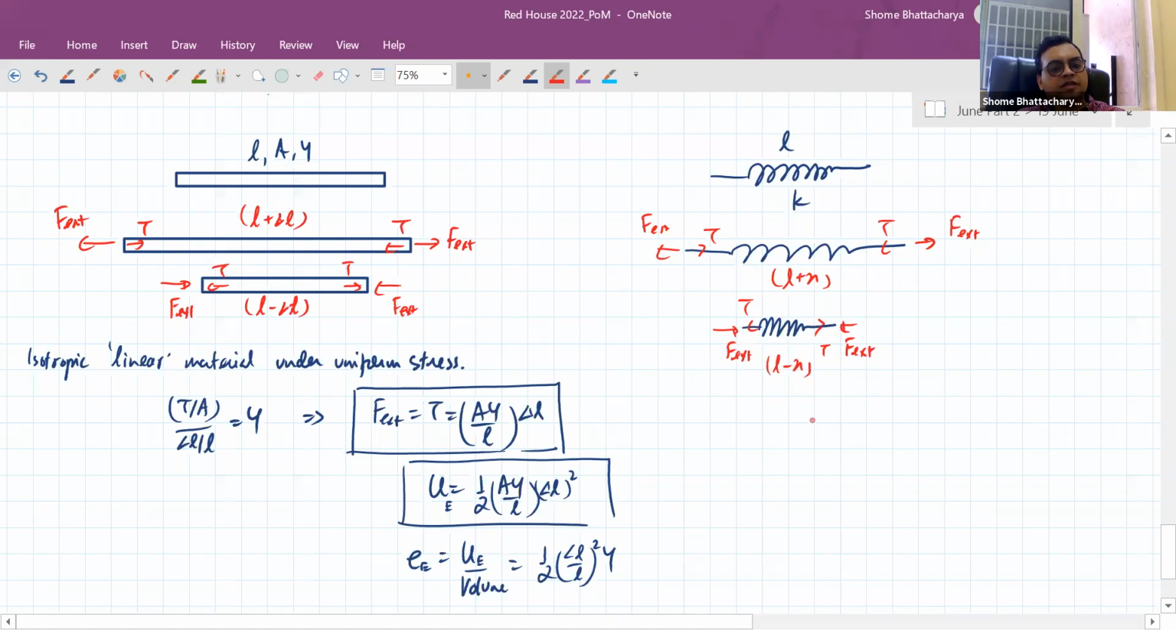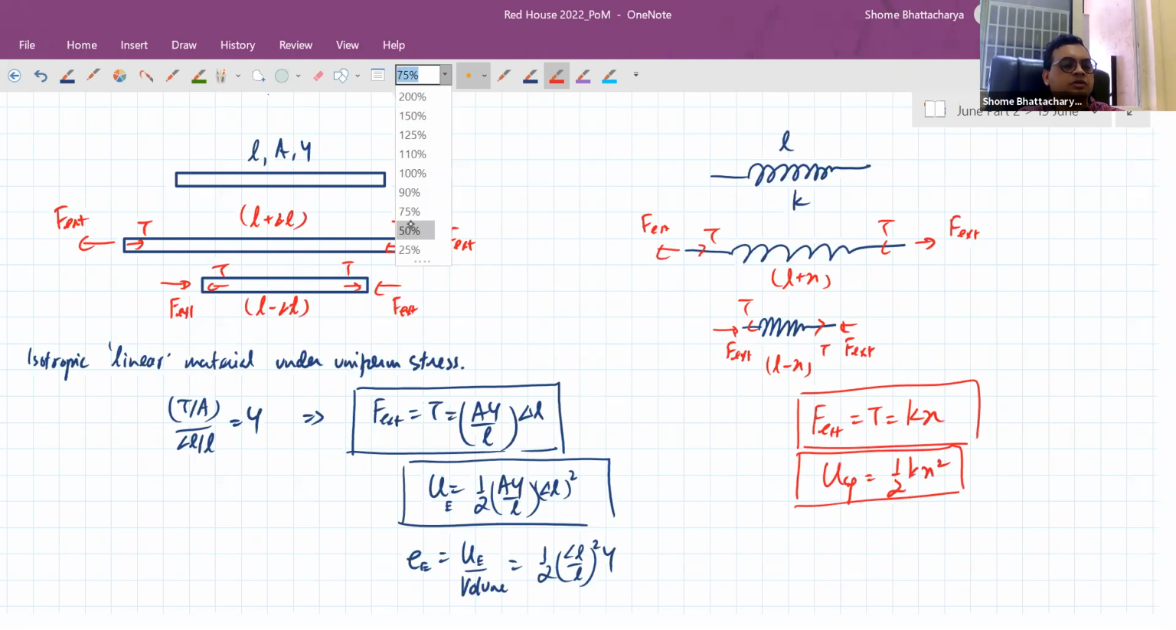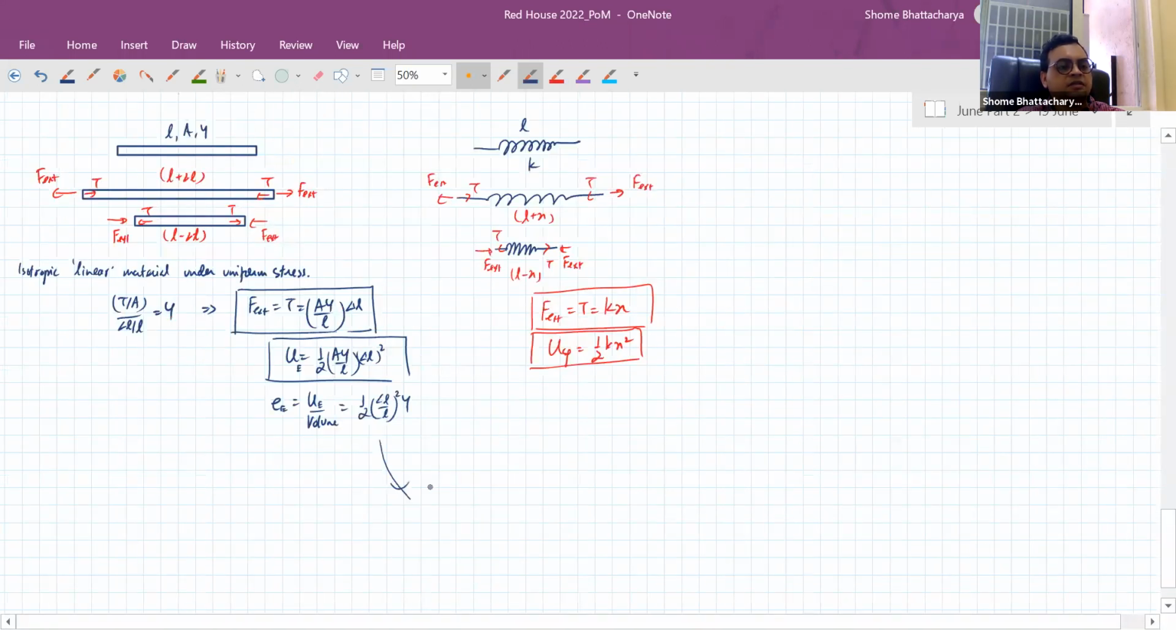So here again the formula is that the external force, which is equal to the internal conservative restorative force, is equal to Kx. And the spring's potential energy is equal to half Kx squared. So you can see that there is a direct correlation between these two terms. So you can see that this behaves like an equivalent spring of equivalent spring constant AY by L. And the deformity is basically the delta.